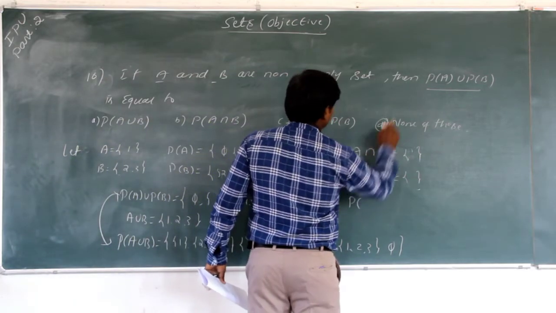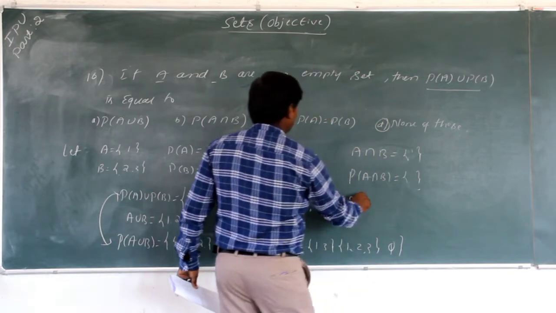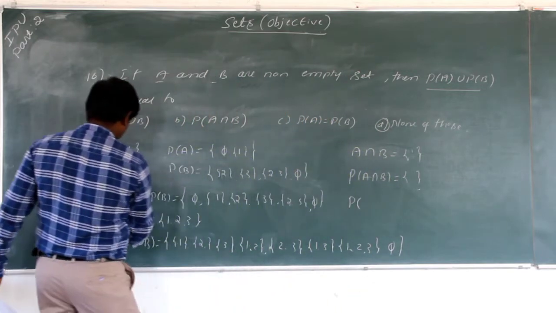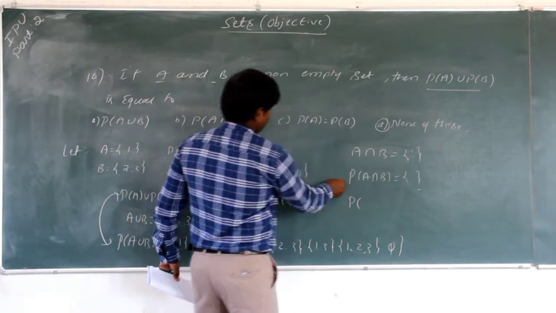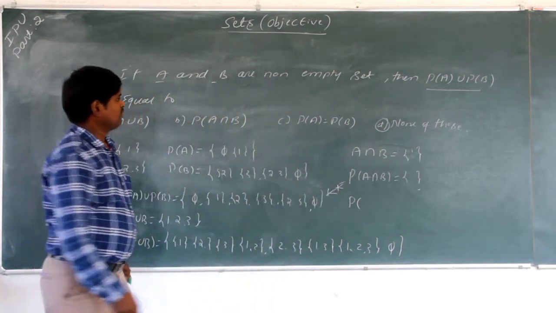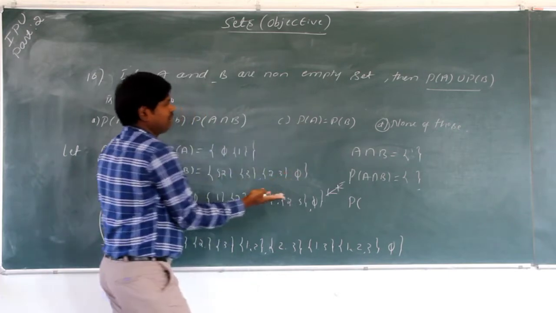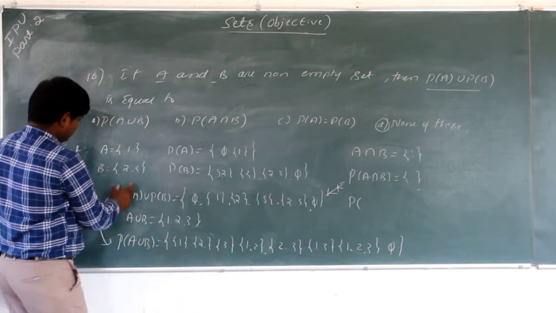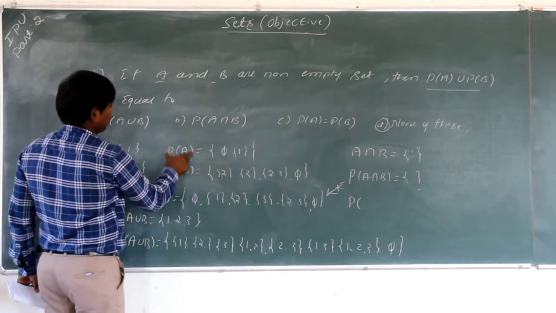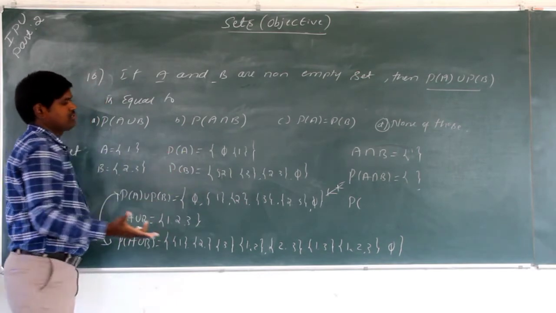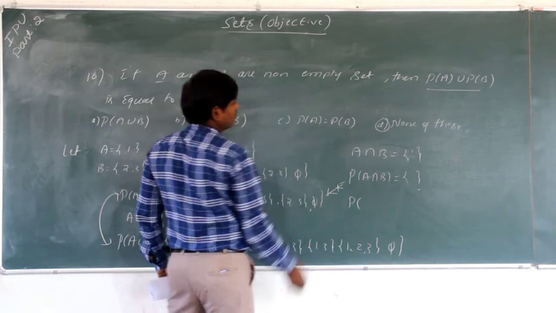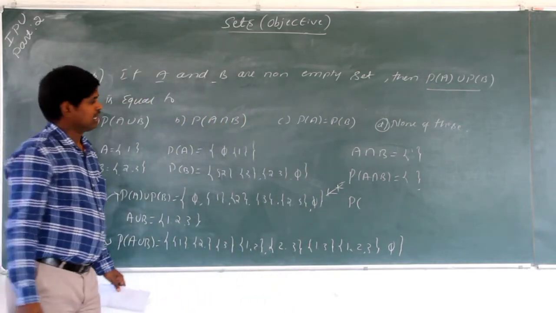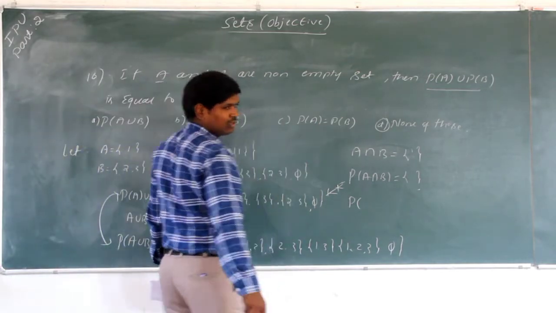P of A intersection B and P of A union P of B, so P of A union B is here. They are not equal. Similarly, P of A is not equal to P of B. The set is given, so they are also not equal. Therefore, taking the options, it is none of these.